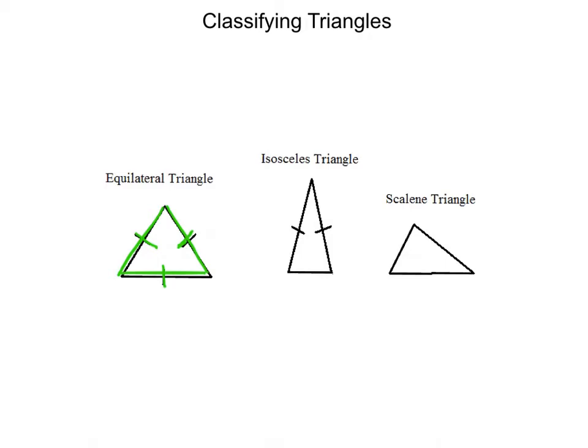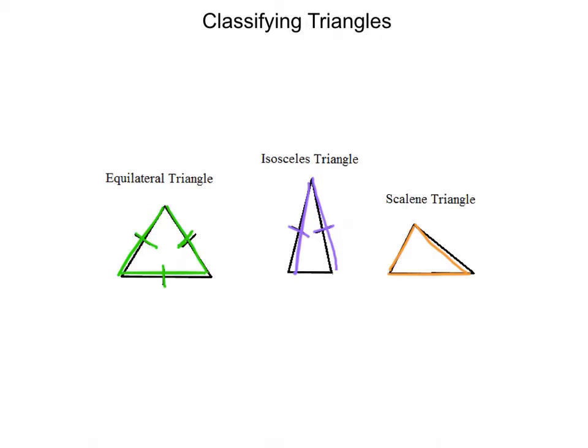Our next triangle is the isosceles triangle. And as you can see, an isosceles triangle is different from an equilateral triangle because it has only two sides that are the same length. And once again, you can see the little tick marks here that represent those two sides having the same length. The third side does not have the same length. Lastly, we have our scalene triangle. And a scalene triangle, as you can see, has no sides that are the same length. They are all different lengths, and that is what classifies a scalene triangle.